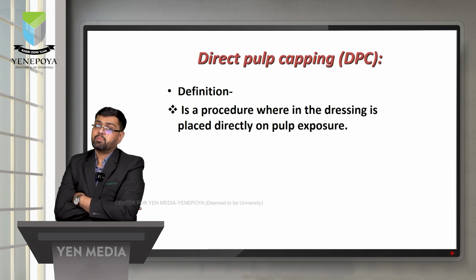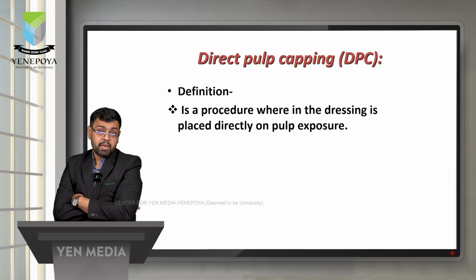Now, coming to the next procedure, that is direct pulp capping. A question arises: what if the pulp gets exposed while we are removing the caries? What is the next treatment for such cases? When the exposure is a pinpoint exposure, direct pulp capping is the procedure of choice. Now, coming to the definition, what is direct pulp capping? It is a procedure wherein a dressing is placed directly on the pulp exposure, but we should remember one point here: the exposure should be only pinpoint.